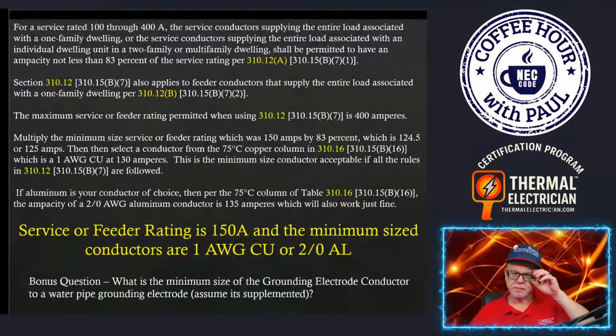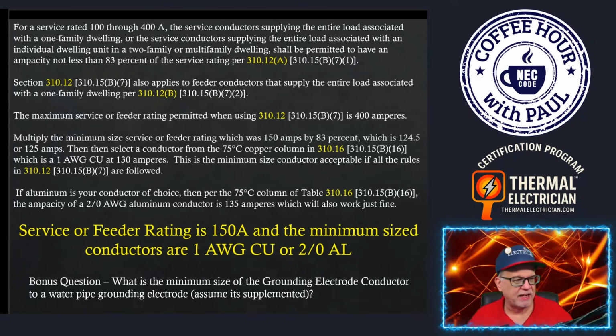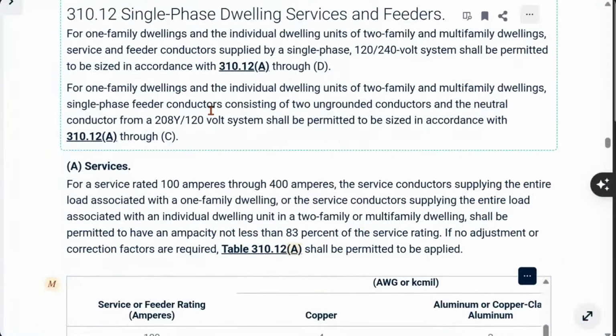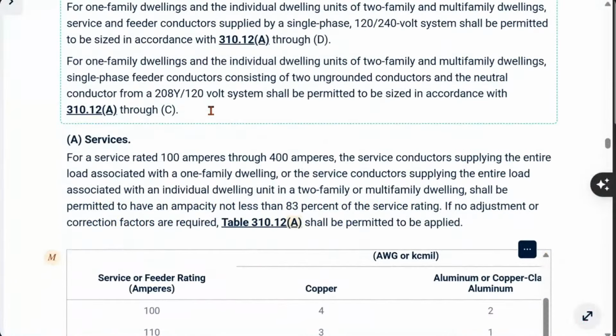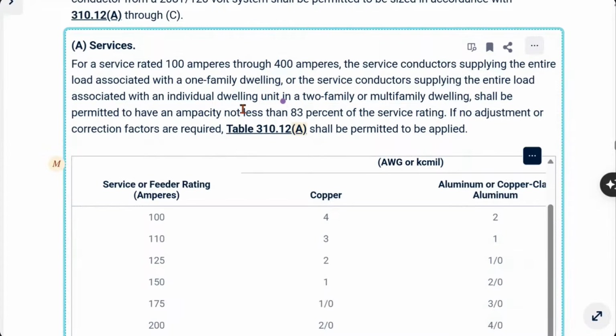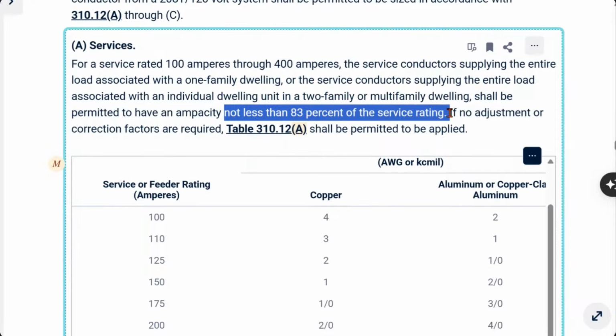So in our case here, the minimum size service or feeder rating for us, since it's a service, is 150 amps. Now we do that by 83%. Now, where do we see the 83%? Okay, let's go back to code. Right here, we're doing service right here. You see it? See this 83% right here? Notice it says not less than 83% of the service rating. Why is that important? Well, let me talk to you.